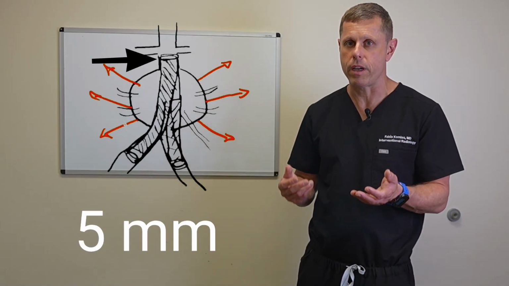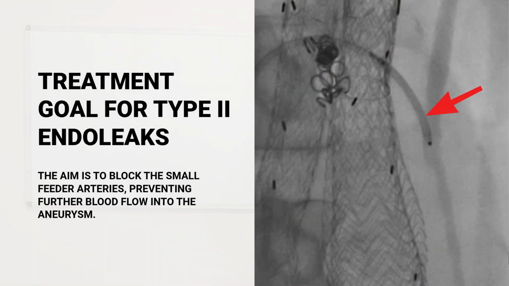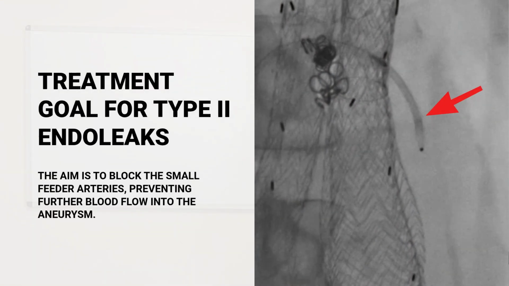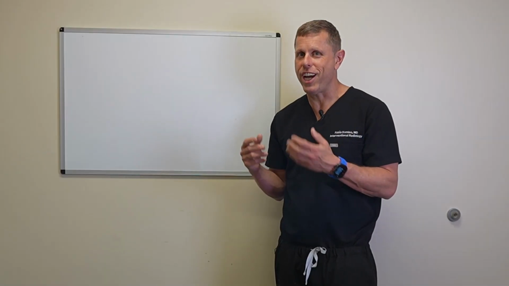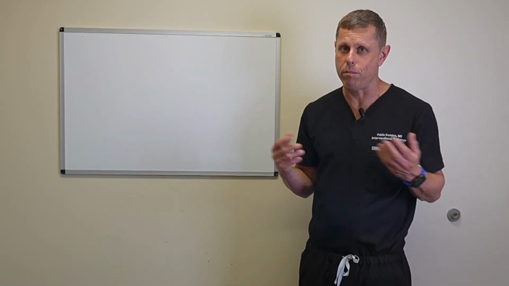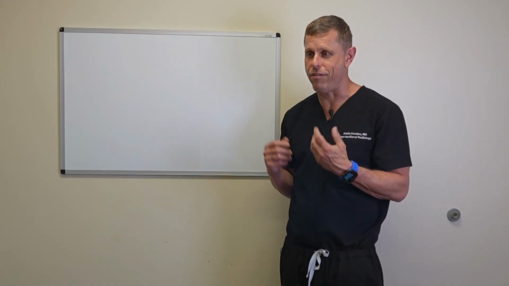And that becomes a bigger problem. And how do you treat a type 2 endoleak? So essentially the goal of the treatment is to block the small feeder arteries so no more blood is entering the aneurysm. But that can be challenging because usually there is more than one blood vessel that is going there. It's just not fixing one blood vessel when you're done. And there are two main approaches to treat this.